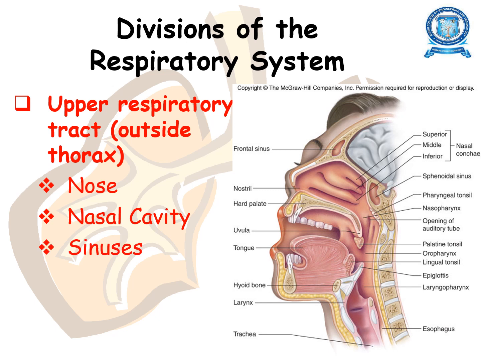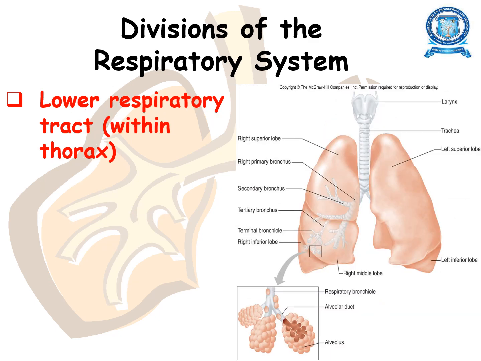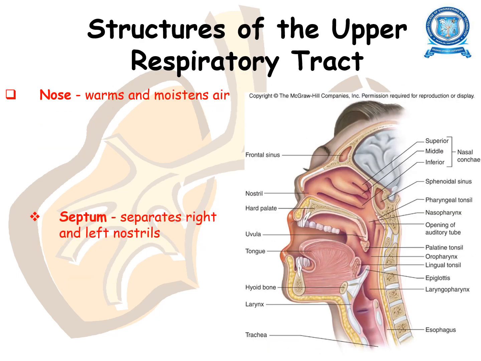sinuses. So here is the diagram we can see here. We can see the sinus, nostril, tongue, larynx, trachea. Superior, middle and inferior nasal passages. So next is the pharynx and larynx. The lower respiratory tract is within the thorax: trachea, bronchial tree, lungs. So the structure of the upper respiratory tract: nose, that warms and moistens air.